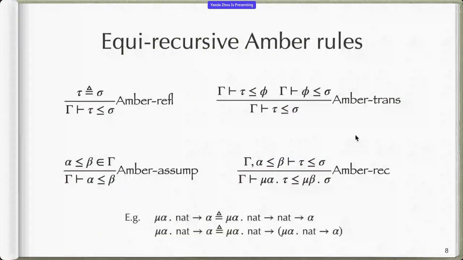And if we write down the subtyping rules for equi-recursive subtyping, there are four key subtyping rules we choose to present here.